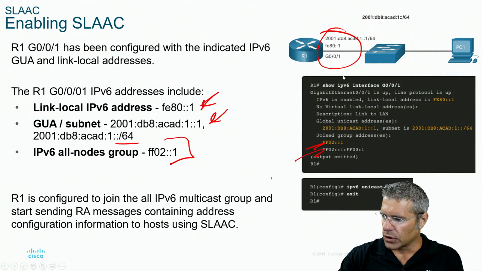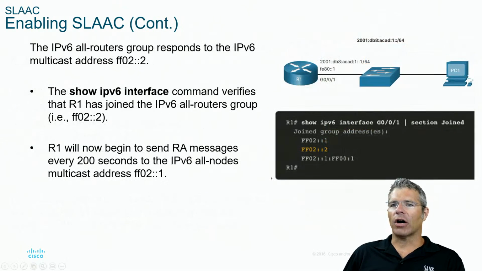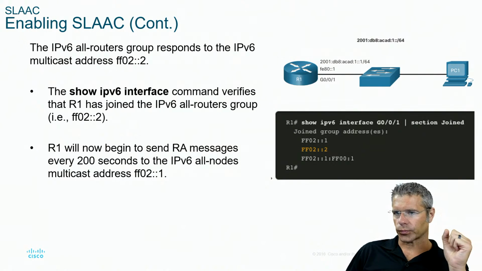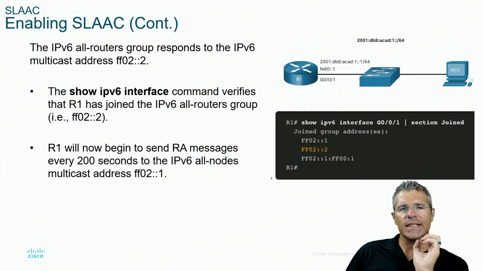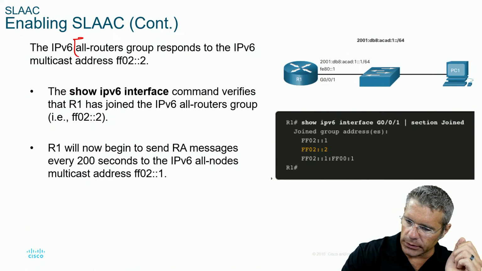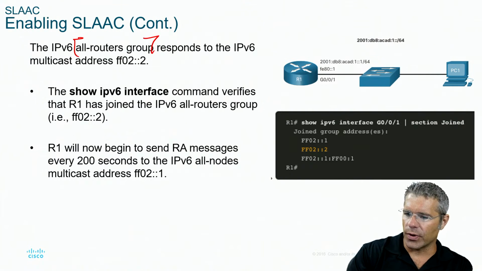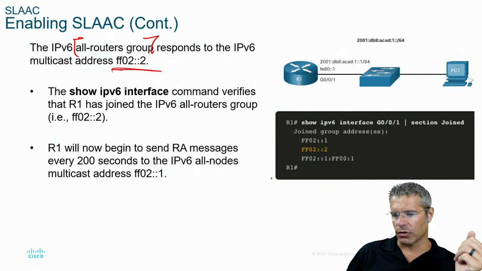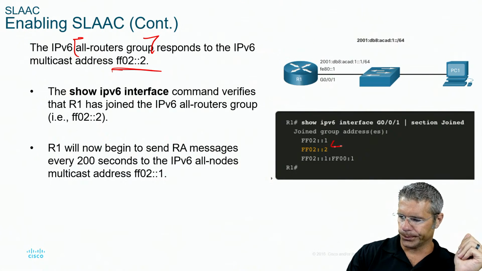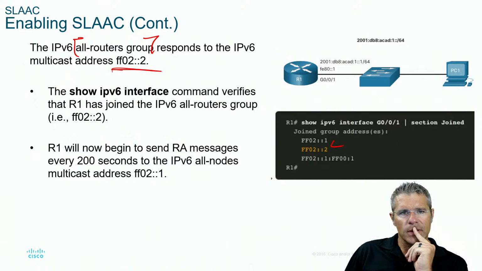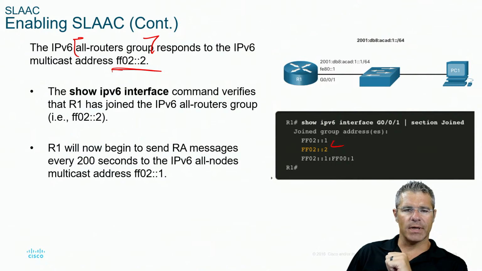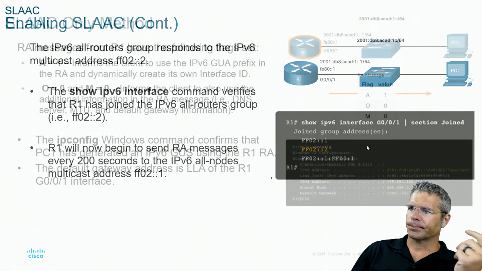So here is showing that command. Turn on IPv6 unicast routing. Off you go. The IPv6 all routers group responds to anything sent to FF02::2. So if you show interface and you've got that rocking, you will now spit out a router advertisement every couple of minutes and listen to stuff looking for that.